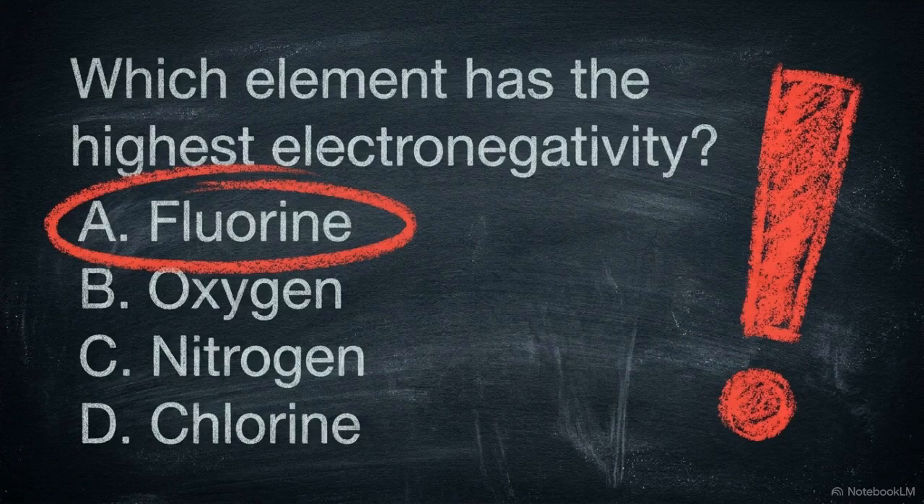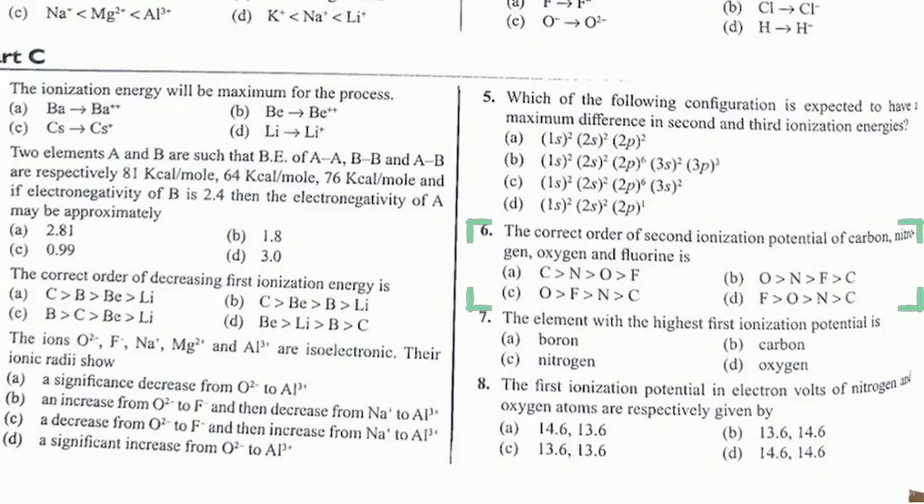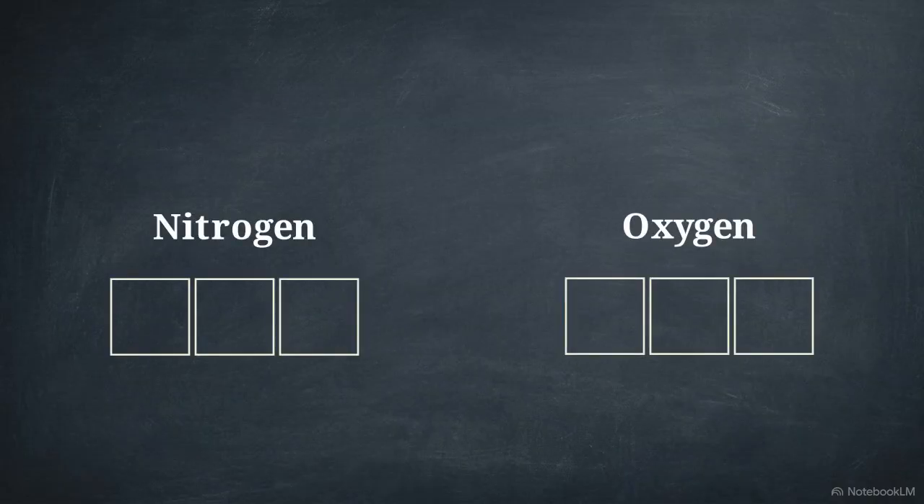However, specific physical conditions can override this trend, creating discrepancies that often appear on exams. This question asks for the correct order of ionization potential, the energy needed to remove an electron, for carbon, nitrogen, oxygen, and fluorine. While the general trend suggests a steady increase from left to right, the measured data shows a specific deviation. Nitrogen actually has a higher ionization energy than oxygen.